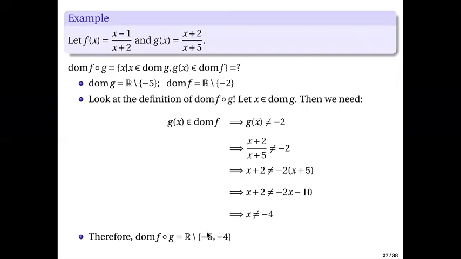So again, this -5 here came from this part. Your x must be in the domain of g, and -5 is not included. That's why you also do not include that -5. While this 4, it's coming from this. Okay? So x cannot be -4, so you remove it. Question?